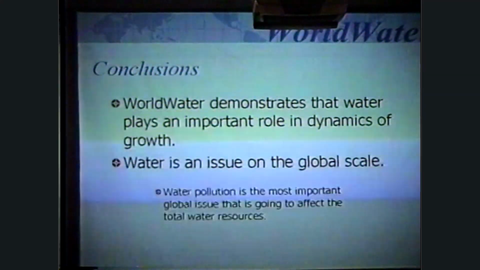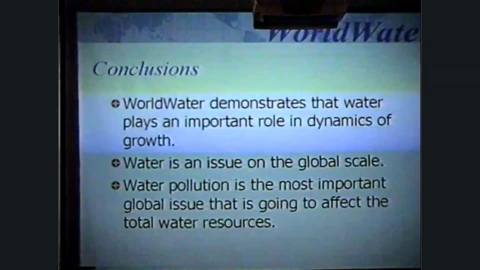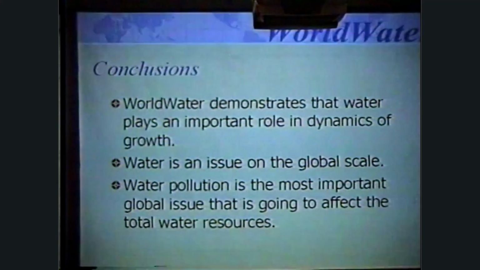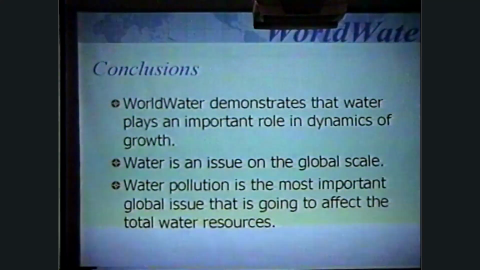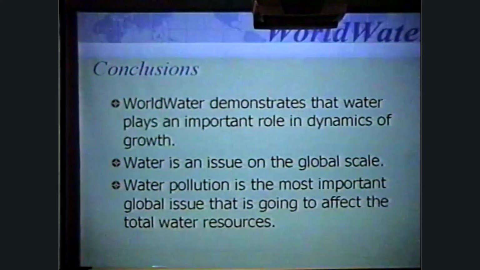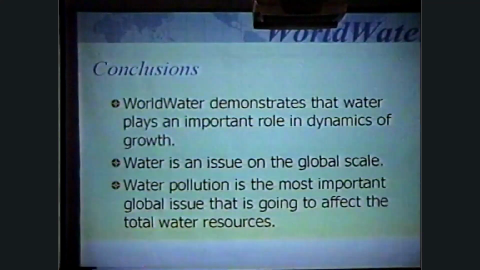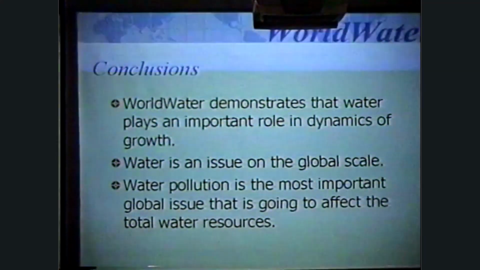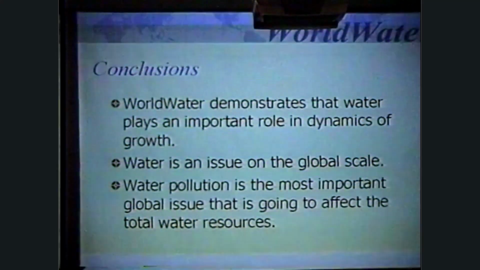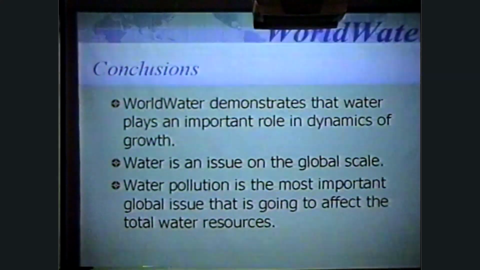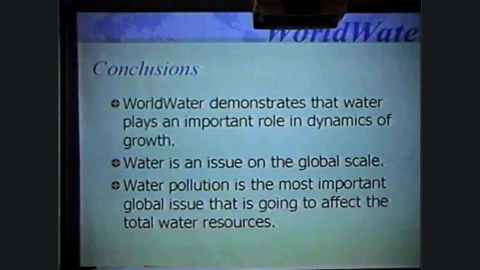I would like to end my presentation by saying that with this particular experiment, I think I achieved learning and increased the understanding of the interrelationship the water has with development. And I think the model has demonstrated that water plays an important role in the dynamics of growth on the global scale. The surprising conclusion was that water pollution is one of the most important global issues that is going to affect the total water resources in future. With this in mind, thank you very much.